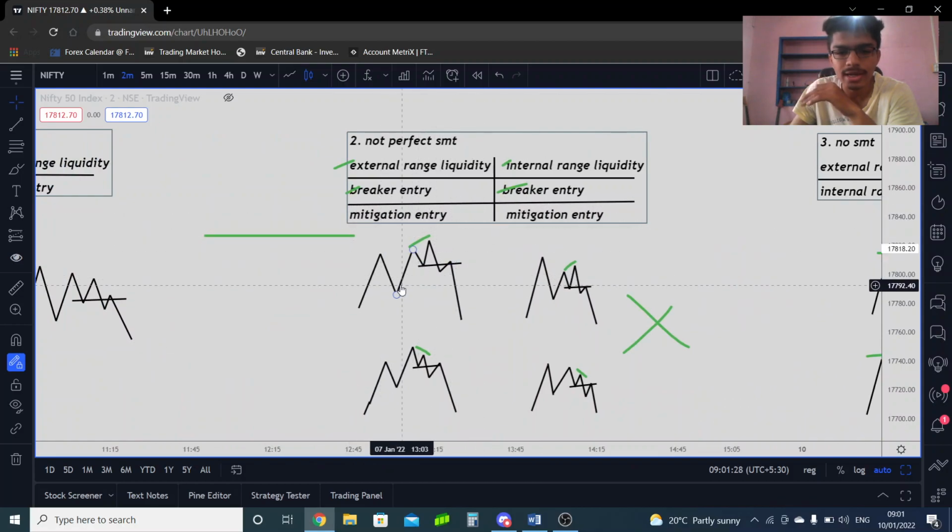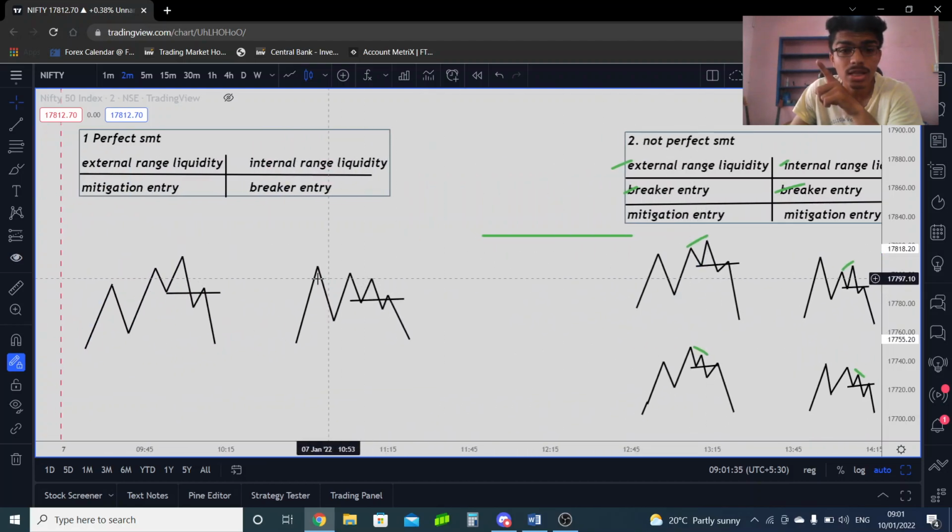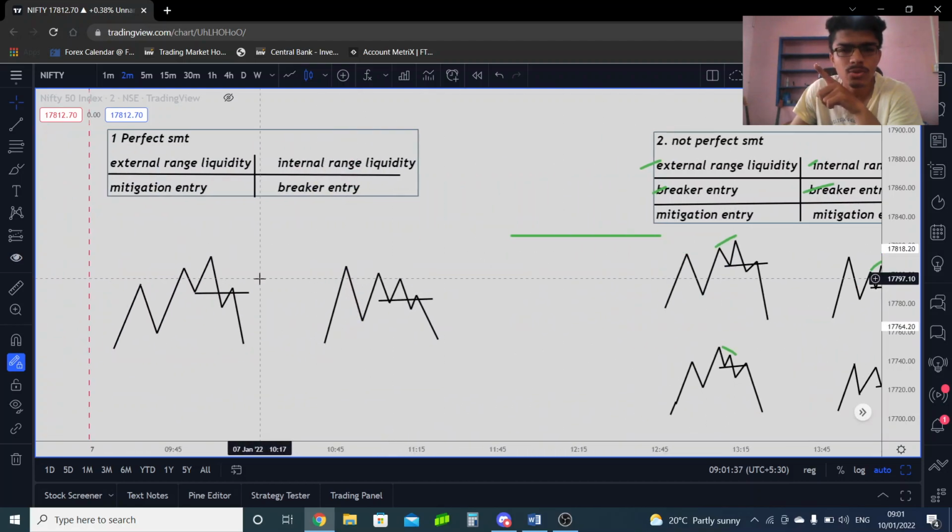If you keep this in mind, during the third case scenario, we don't look for SMT trades. During the second case scenario, be aware of not getting fooled and taking SMT trades. The first case scenario is when you can go full margin, and you can do this because this is the perfect case scenario. Thank you.